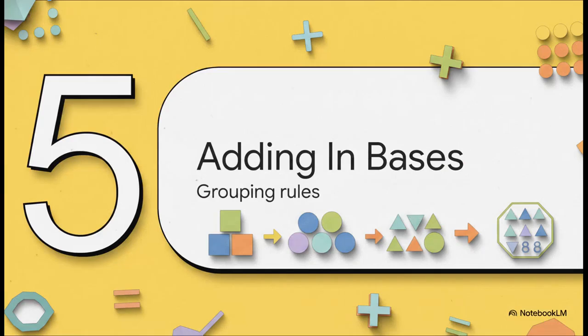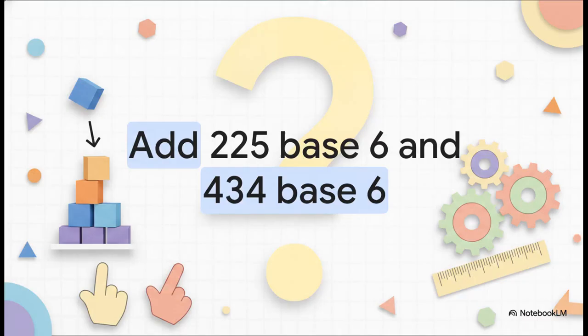All right, part 5, adding in different bases. Let's talk about the grouping rules. Imagine sitting in your exam and seeing this question. Add 225 base 6 and 434 base 6.